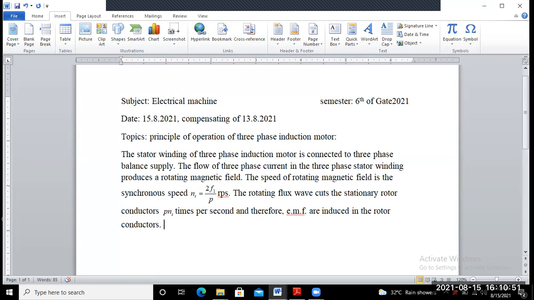The interaction of these rotor currents with the rotating flux wave produces torque in the rotor of the three-phase induction motor.